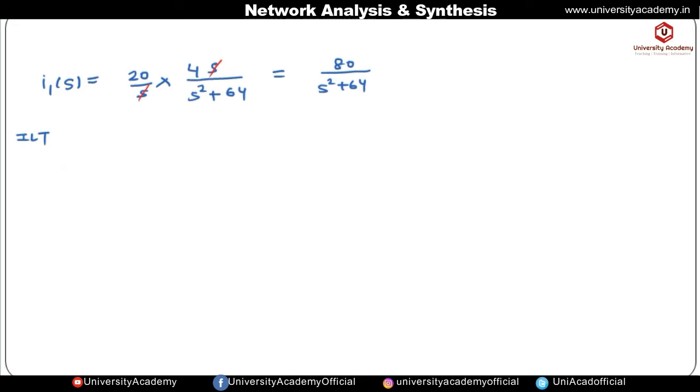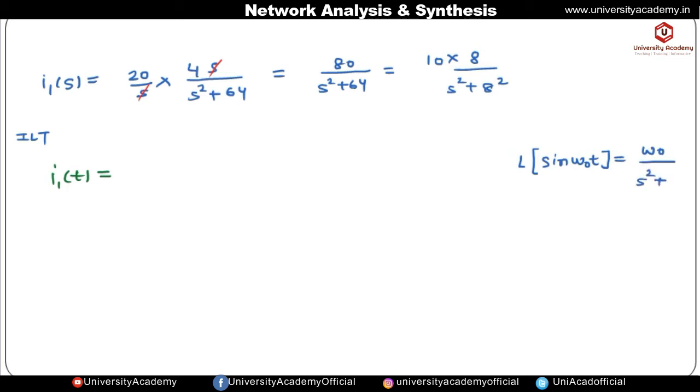If we take inverse Laplace transform, then I1 of t will be equal to, so we can write this expression as 10 into 8 divided by s square plus 8 square. We know that the Laplace transform of sine omega naught t is given by omega naught divided by s square plus omega naught square. Here I have written it in that form. Then its inverse Laplace transform will be equal to 10 and sine, where omega naught value is 8, into t.